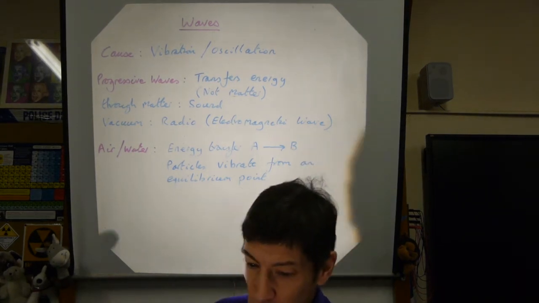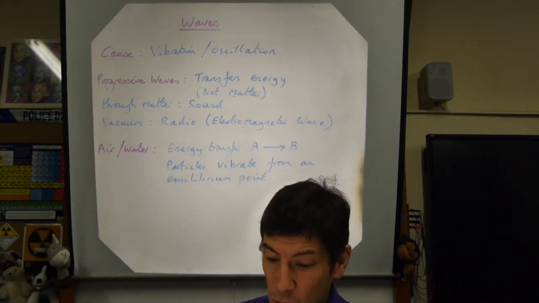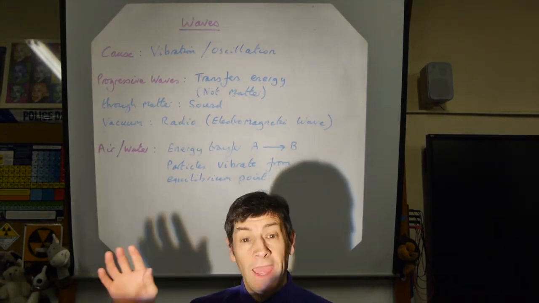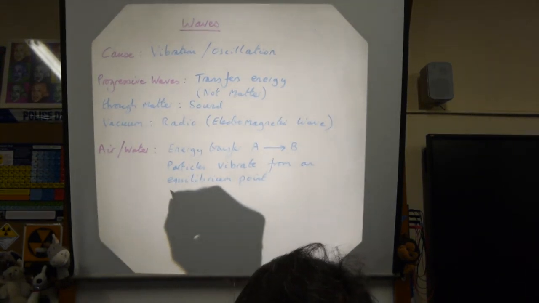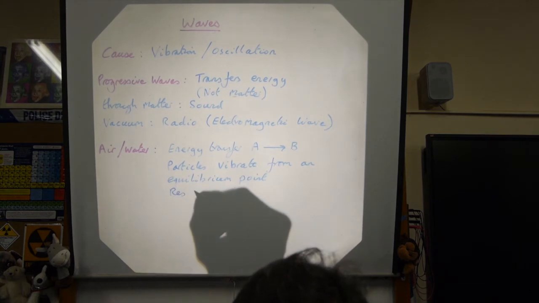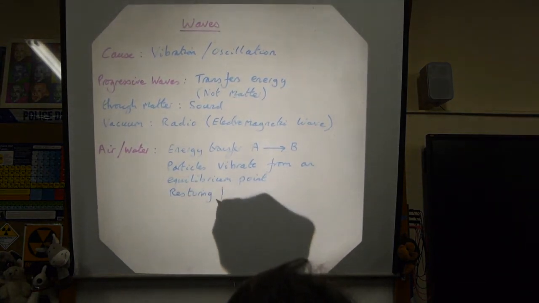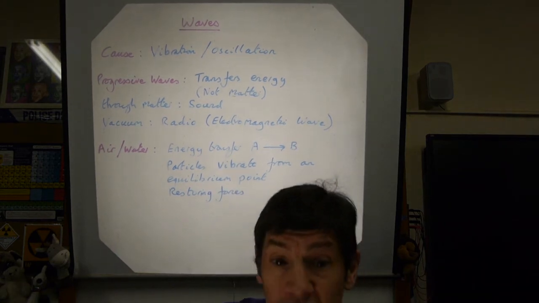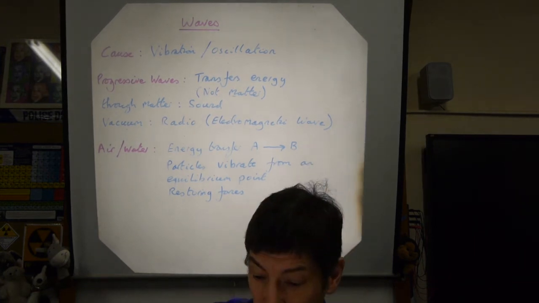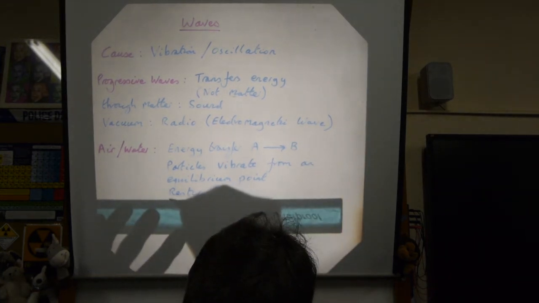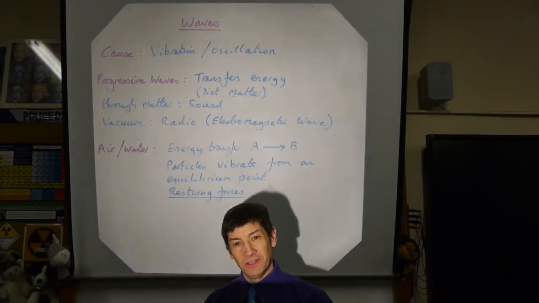Okay, so we've got the energy transfer from A to B in a progressive wave. We've got the particles vibrate from an equilibrium point or position, and you need to know there are restoring forces. And these restoring forces are what brings the particles back to where they were to oscillate again to keep the wave motion going.